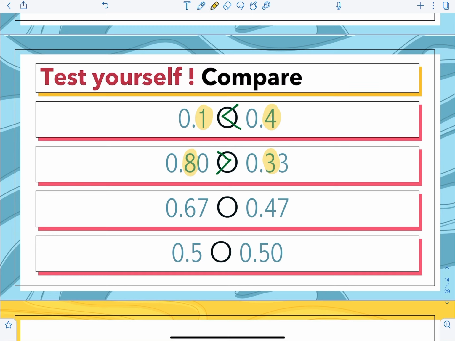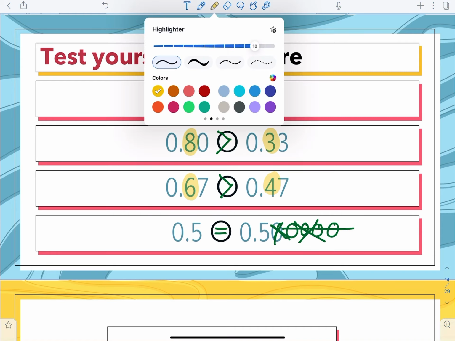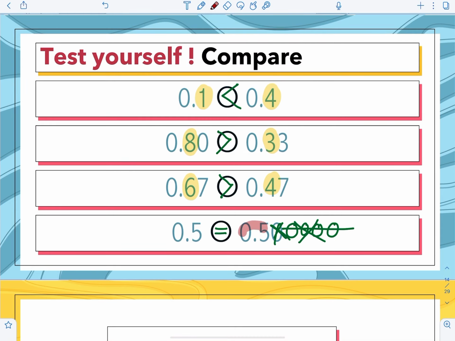After that I have 0.67 and 0.47. Here I have 6 and 4, so directly the 6 is bigger. And lastly I have 0.5 and 0.50. What do you think about this one? Is the 50 more? No, they are equal to each other, because this 0 doesn't really have a value. Even if I have 500, 5,000, 500,000, they all do not exist. They don't really have a value. So the only number that has a value is the 0.5, and here also the 0.5. So these two numbers are equal to each other.